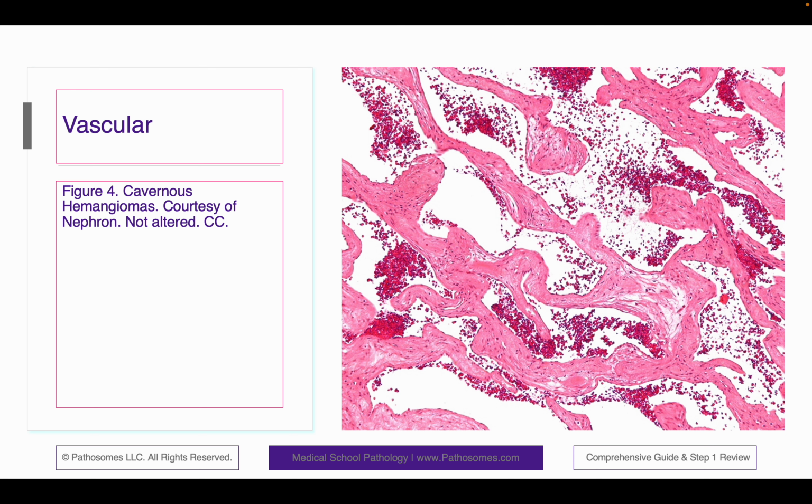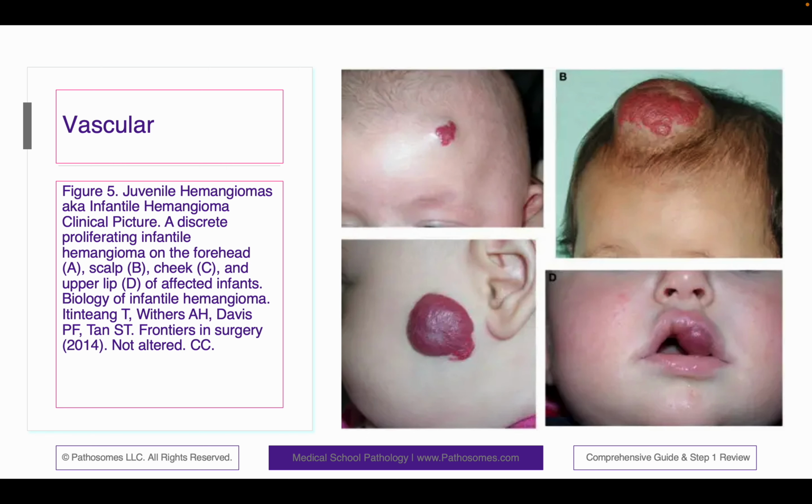This image is just showing a common pathology known as a hemangioma, specifically a cavernous hemangioma. Note all the dilated spaces filled with red blood cells. And here is a juvenile hemangioma seen on various young patients. Now, despite its appearance, it's actually a benign condition.